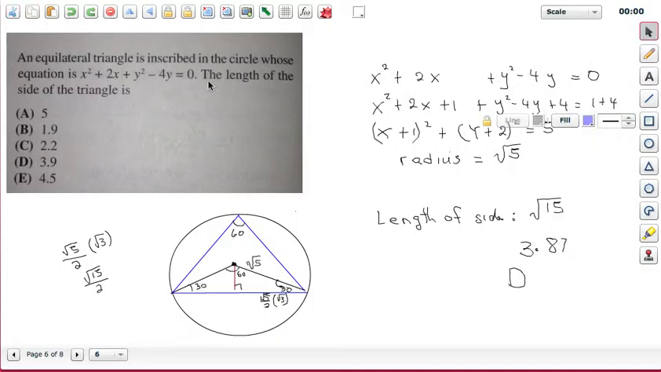Okay, first I wanted to have a visual on what's going on. So I drew a circle here with an equilateral triangle. Equilateral triangle means each of these angles would be 60 degrees. I know that. And all the sides are equal.